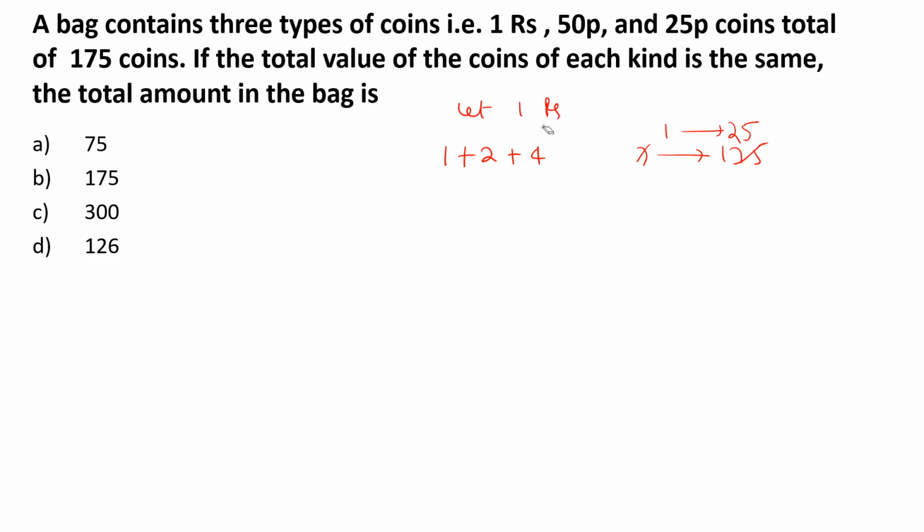That means there are 3 rupees in total. If the value of 1 is 25, then the value of 3 would be 75. That 75 would be our answer. That is option A. 75 would be our answer.